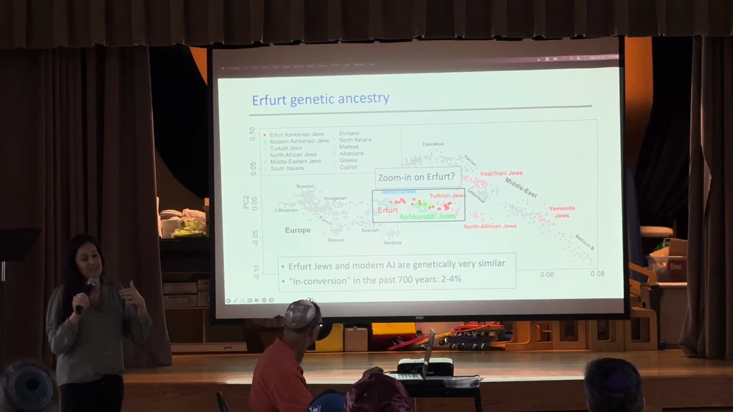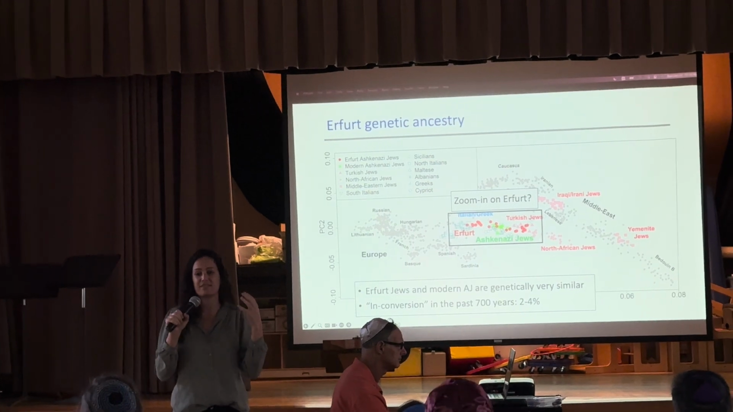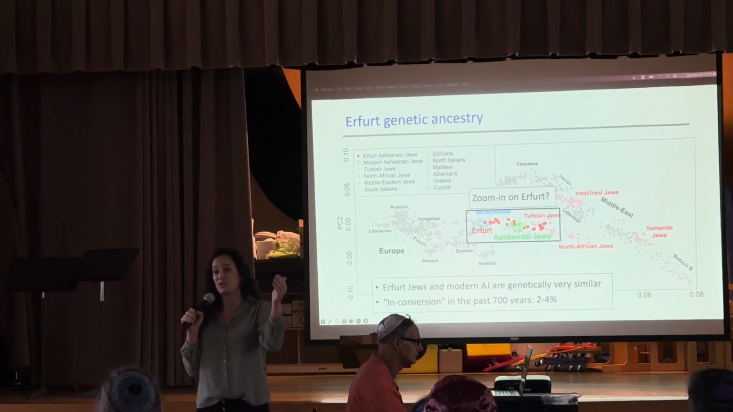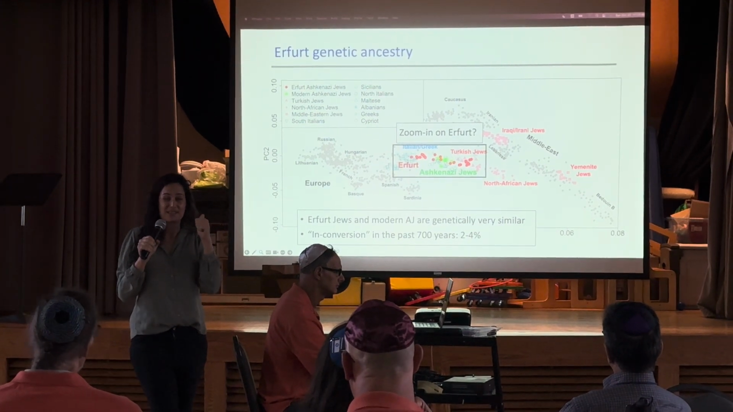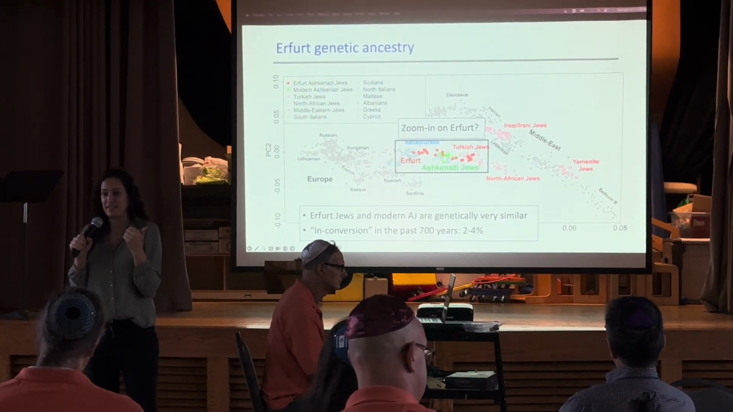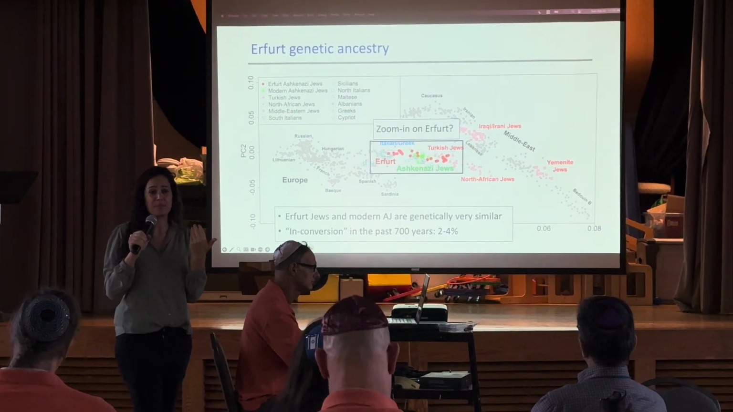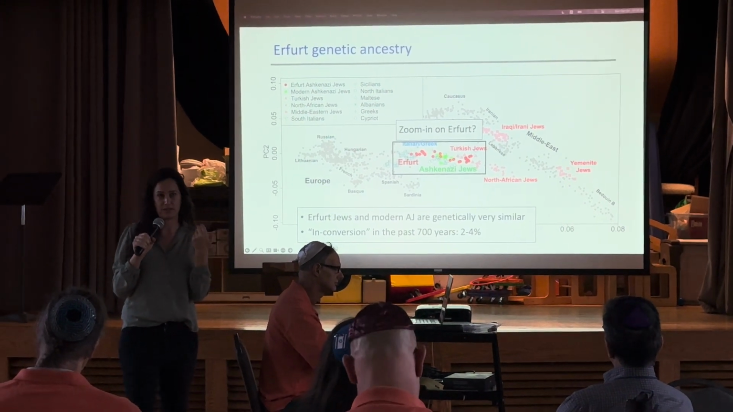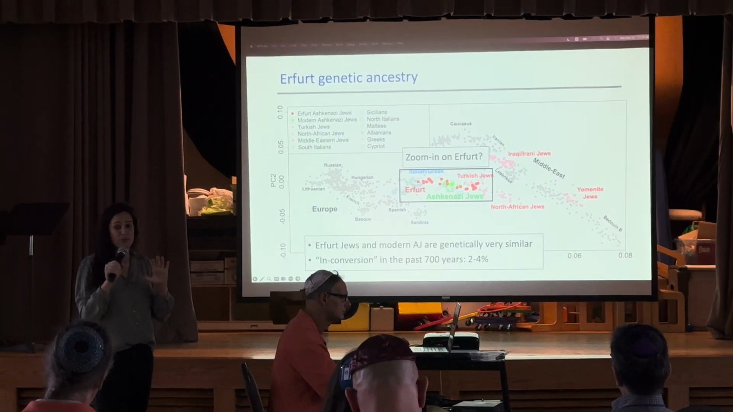So the massive admixture between Jews and non-Jews that we know happened, which brought the European ancestry in the Ashkenazi DNA, must have happened before the time of Erfurt, before the 14th century. Okay, so that's one thing that we can see from this PCA.